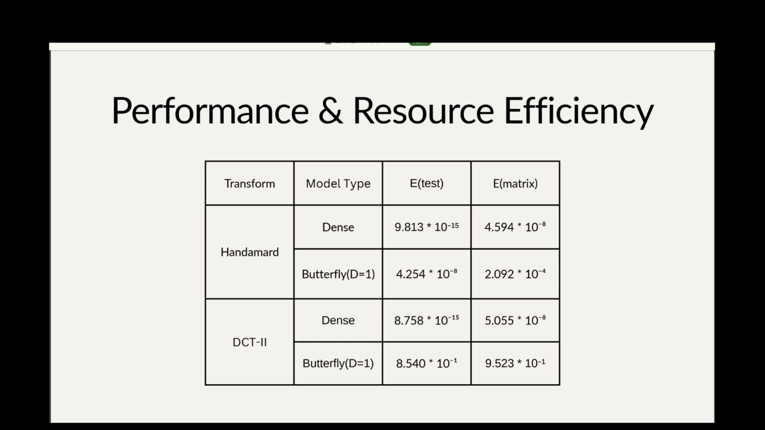However, for DCT2, we can clearly see the failure of the butterfly model. The dense baseline achieves a test error of 8.75 times 10 to the power of minus 15, while the butterfly model's test error is very high at 0.885, and its reconstruction error is 0.95. This quantitatively proves that a d equals 1 butterfly layer cannot handle the DCT transform. Next page.